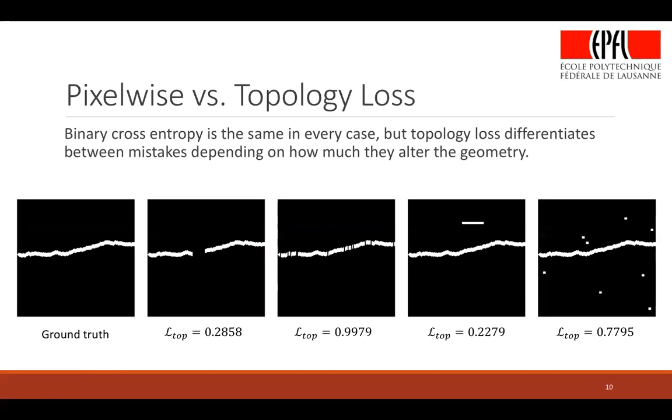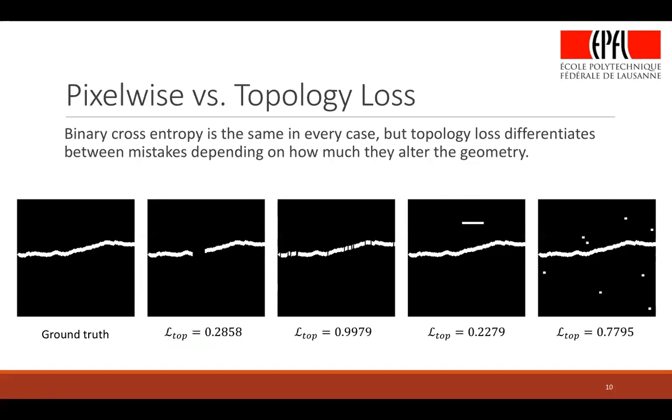In order to understand a bit more what's the difference between the binary cross-entropy and our topology loss, let's look at a toy example. So this is a synthetic example. On the left, we have a ground truth, which is just a simple line. And then we have 4 different predictions. In all those cases, binary cross-entropy loss is the same because we misclassified the same number of pixels. However, as you can see, the topology loss, so the number under the prediction, differs in those cases.